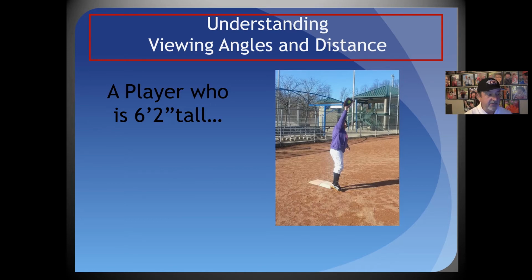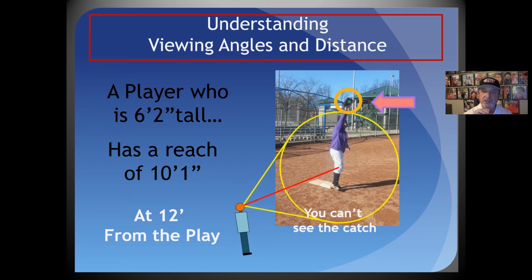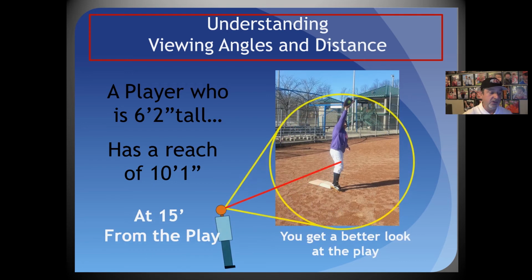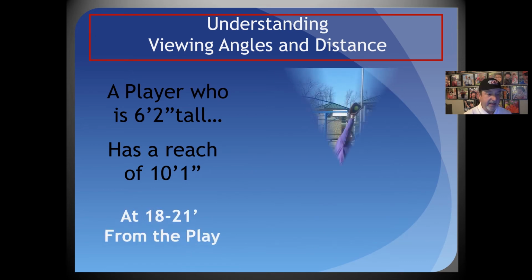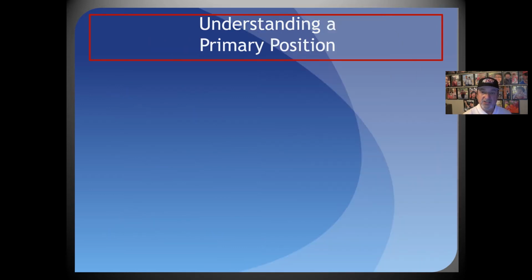So here's a player who's 6'2". They have a reach of 10 feet 1 inch, and at 12 feet from the play, you're too close. You can't see it. 15 feet from the play, still too close. You want to be 18 to 21 feet from the play. It again gives you the best angle, the best look at the ball, the base, the offense, and the defense. So stay back, don't rush the call, and you'll see it develop and make a good call.